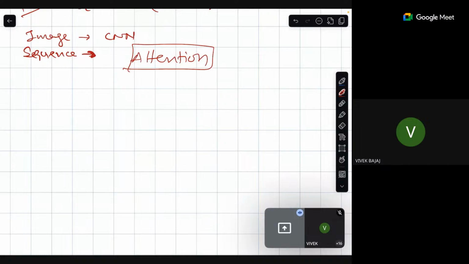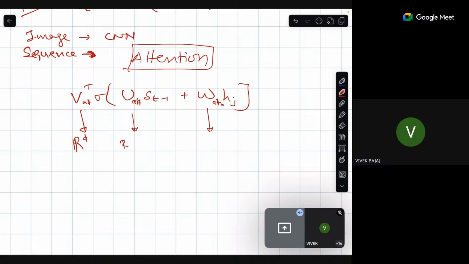If somebody wants to, I'll just write this basic attention thing. We said V transpose some nonlinearity of U s_{t-1} plus W h_j. What is happening here? All these are attention parameters, right? W, A, G. We said this is coming from some R^d. This is another matrix. If this is R^{d1}, this is R^{d1 × d}. These could be from R^d and so on.